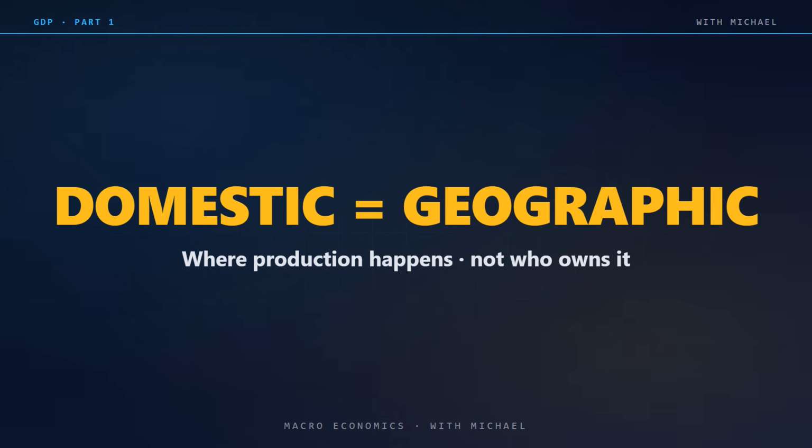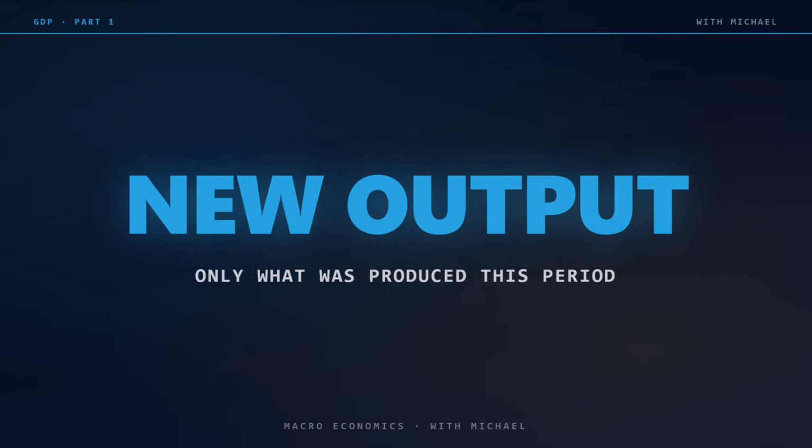The phrase domestic in the name is important. GDP measures what is produced inside the country's borders, regardless of who owns the factors of production. We will return to this distinction in detail later in this video, when we contrast GDP with GNP. For now, the key point is that GDP is the value of new output produced inside the country during a given period of time. Section 2.